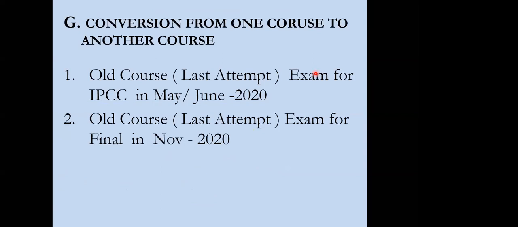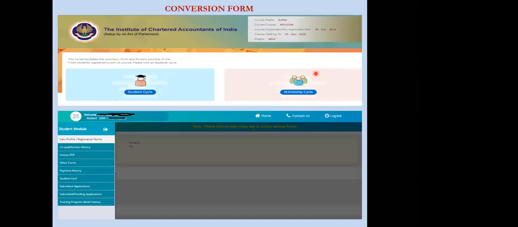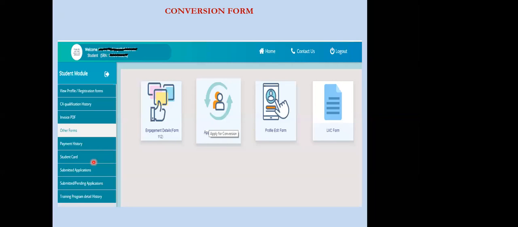So those students who have to convert their course from old to new, even after this June attempt, the old course will automatically disappear. So those students who are doing the old course right now have to compulsorily convert their old course to the new course. They have to log in to their ID from the student section, and one's profile will be available in the other form.